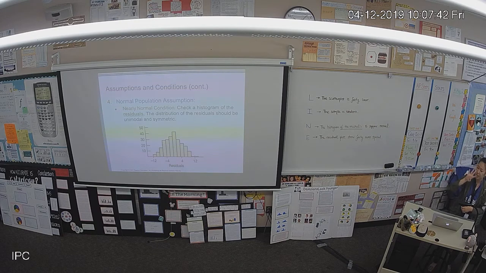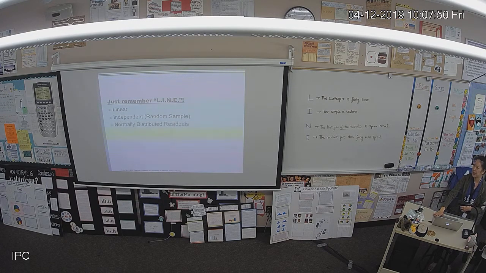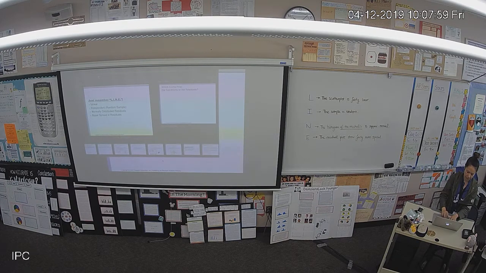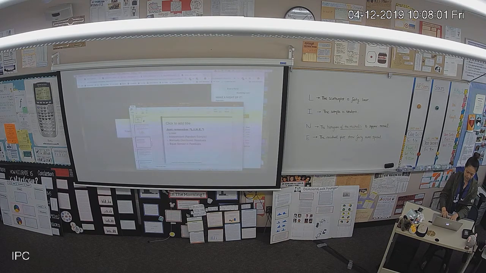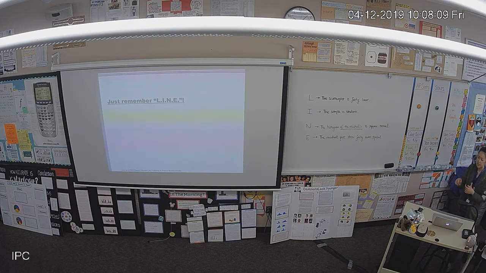So these are the 4 conditions you guys will check, and you just have to remember the acronym LINE. Linear, independent, which is random sample, normally distributed residuals, and equal spread. Or even spread. I like even spread. That looks better.